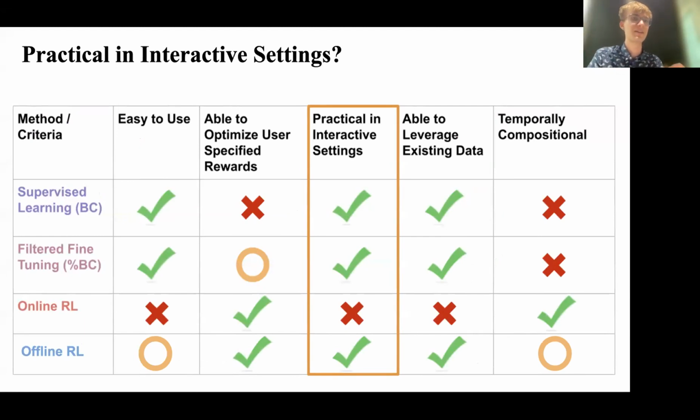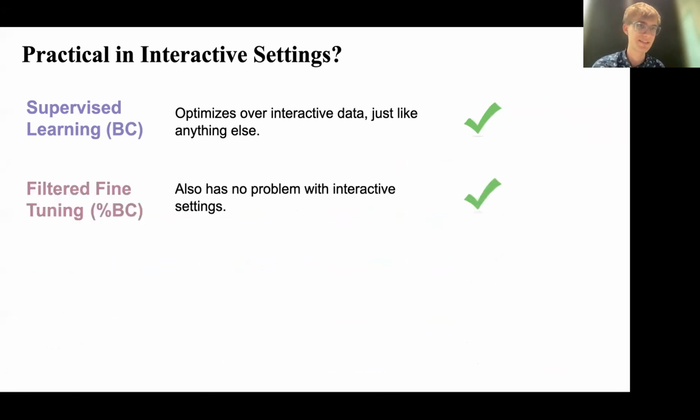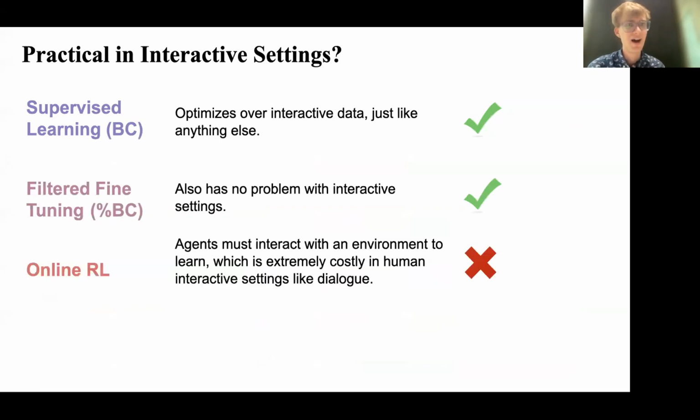Now this is the one that Parth was asking about: practical in interactive settings. We defined this interactive setting where I take a turn speaking, then I get a response back, and then I speak again, and there's this interactive process, and we're optimizing over the entire process. Of course, this is not a special case for supervised learning. You can just take interactive data and maximize the likelihood, and it doesn't change anything. It works the same. Same thing with filtered fine tuning. Online RL, on the other hand, like we discussed, has this trial and error interactive learning process.